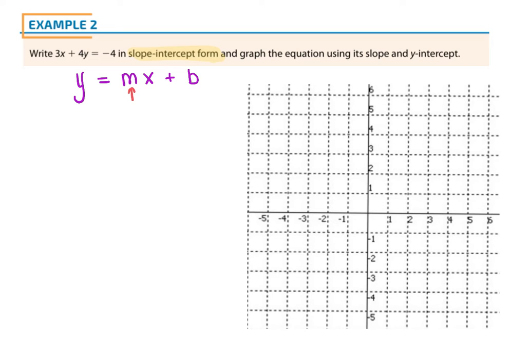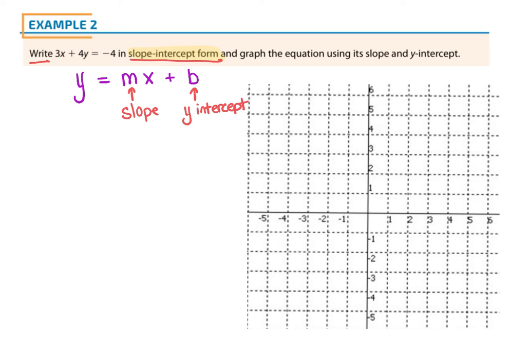The m, or the number in front of the x in this form, is your slope. The b, or the constant, is going to be your y-intercept. So when you have it in this form, the easiest way to graph is to graph your y-intercept. That's just where it's going to fall on your y-axis, and then walk from there using your slope. So what they want us to do here is write this in slope-intercept form, and then graph it.